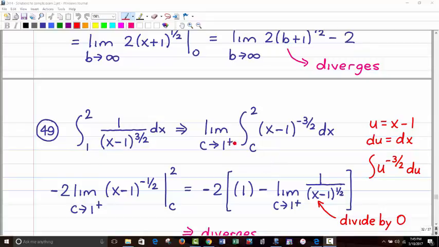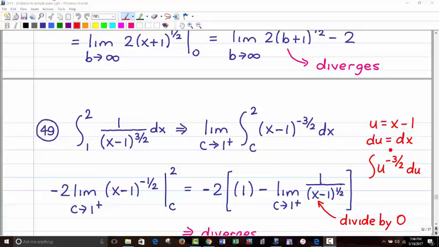And the proper way to write that is, when the discontinuity is at the bottom, it's the right hand limit, where you put the plus. When it's at the top, you'd use a negative because it would be the left hand limit. So x minus 1 to the 3/2.